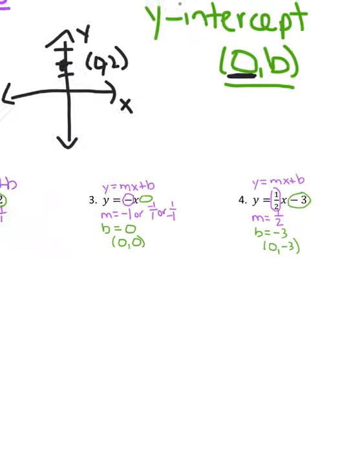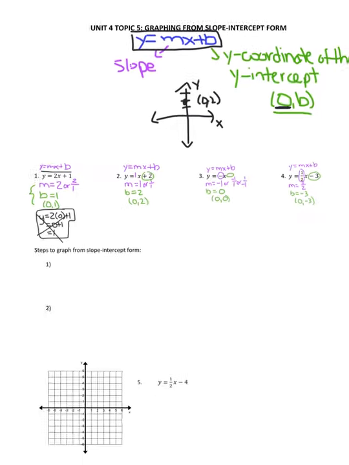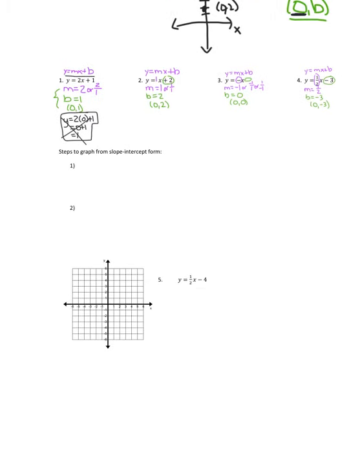All right, so here we go. So that was the first 4 problems done. So now we're going to graph. So I have down here steps to graph from slope-intercept form. Right, so this is what we need to do in order to graph. So here are the steps. There's just 2 of them.